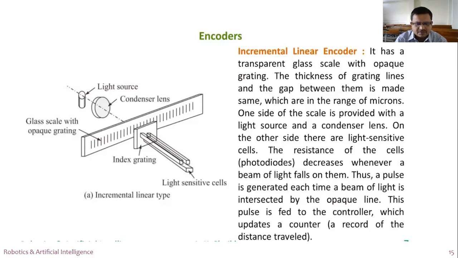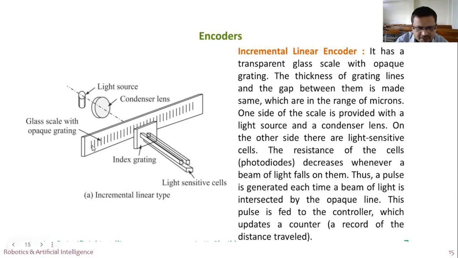Now encoders, see here, this is an incremental linear encoder. It has a transparent glass scale with opaque grating. Opaque means what? They are not allowing light to pass. The thickness of the grating lines and the gap between them is made the same, which is in the range of microns.